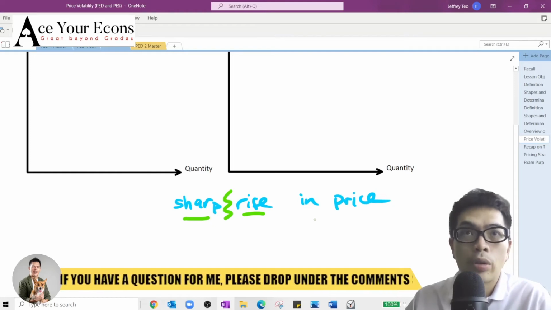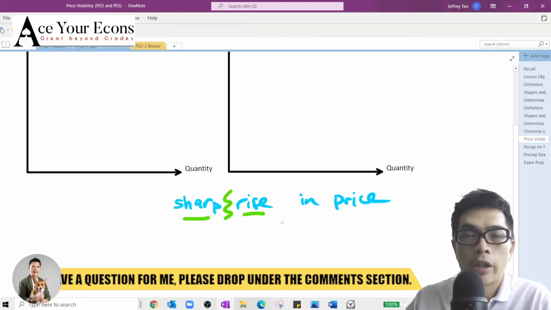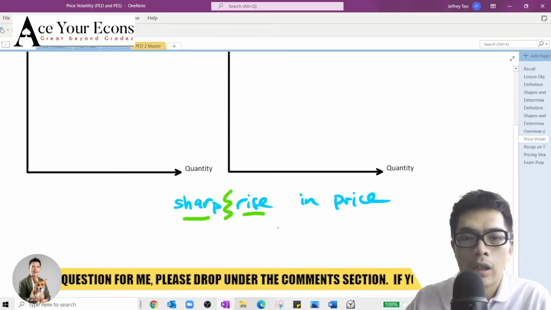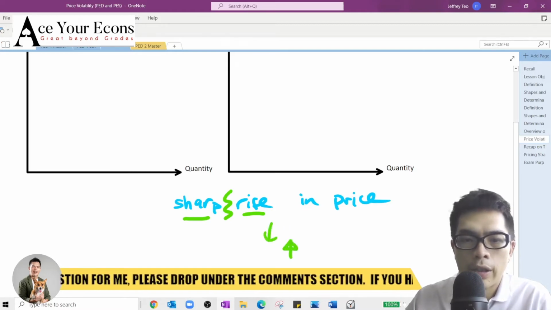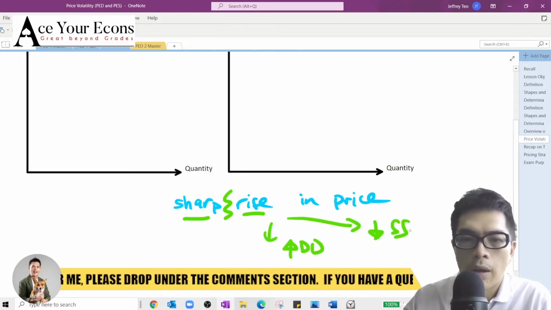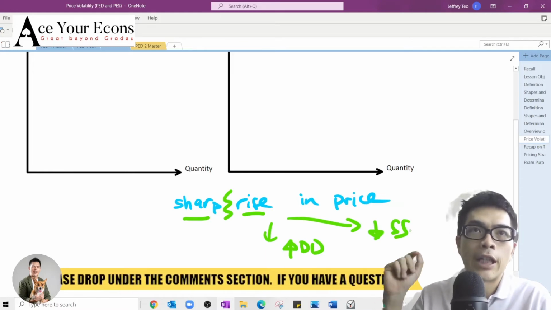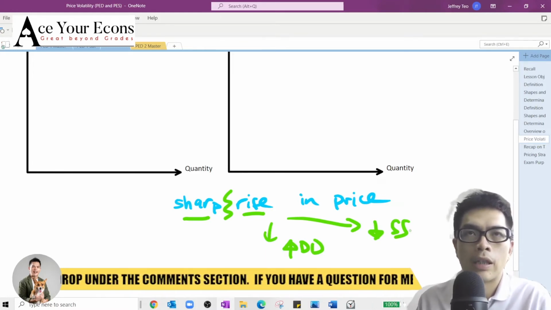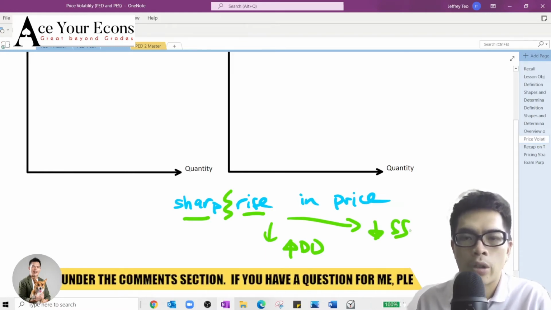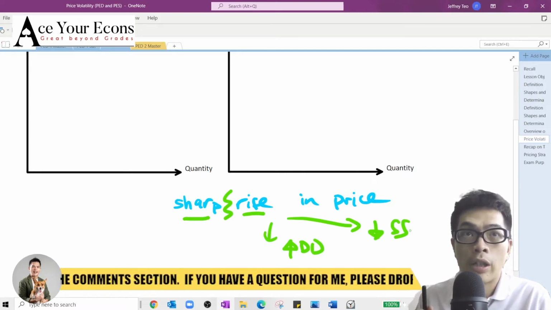A price will go up when there's a shortage. Agreed? And a shortage is created by an increase in demand or a fall in supply. Is everyone following me? These two combinations, either an increase in demand or a fall in supply, will lead to a shortage and an upward pressure on price. But it does not address sharp. It only addresses rise.